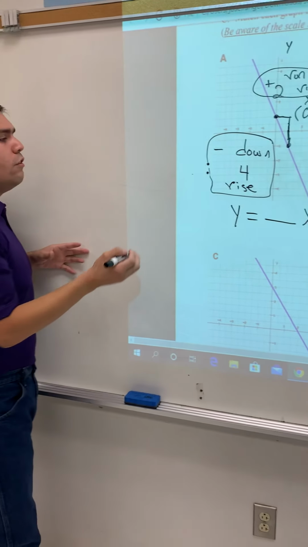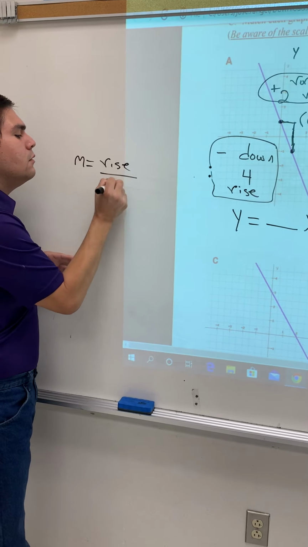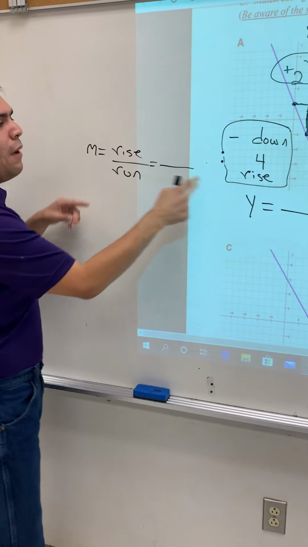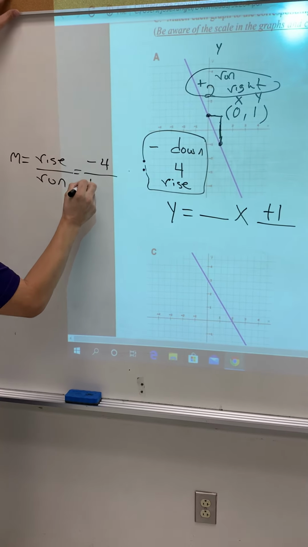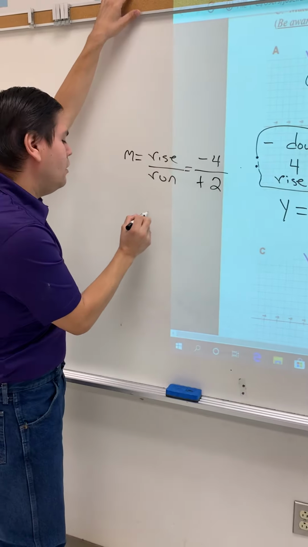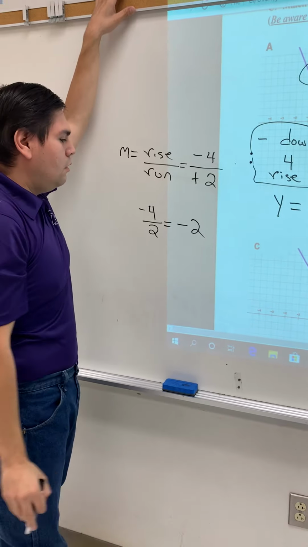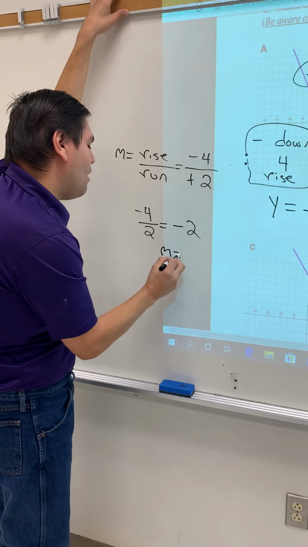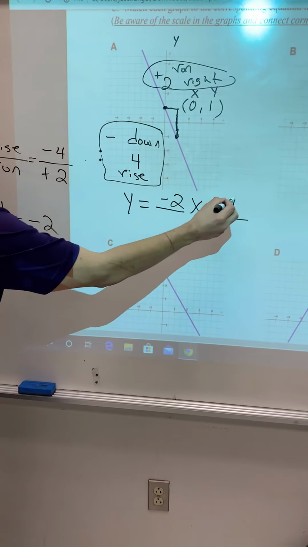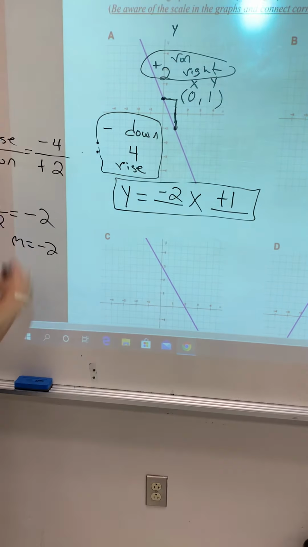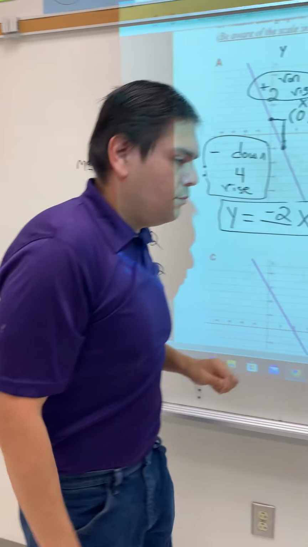Now, how do you find your slope, your M? Well, M is rise over run, which means that my rise in this case is a -4, and my run is a +2. So I have a -4 divided by a +2, which gives us a -2. So my slope, my M, is a -2 again, which is attached to the variable. And here is your equation for graph A. Okay?